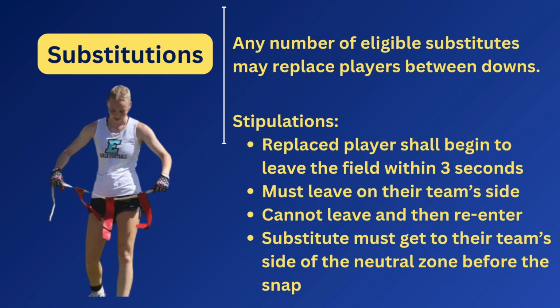The replaced players should begin to leave the field within 3 seconds of their substitute coming on. You do have to leave on your team's side, right? So you can't just walk off the field in any direction. It has to be on your team's side of the field. You can't leave and then re-enter within the same dead ball span. And the substitute must get to their team's side of the neutral zone before the snap, or else we'll have an illegal substitution.